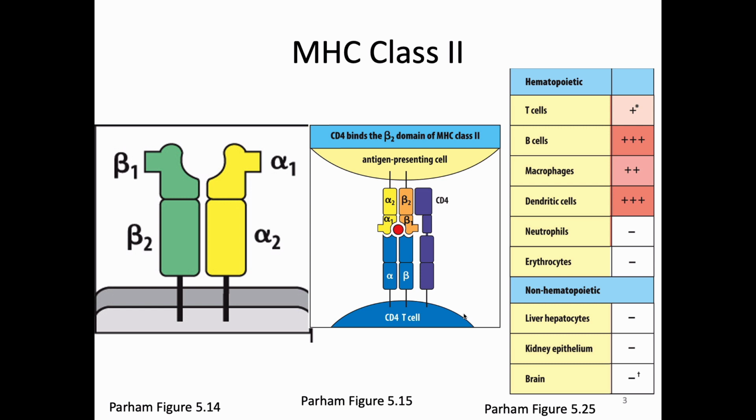MHC Class II presents peptides to the T cell receptor, specifically on CD4 T cells, because we have this protein CD4 that is also interacting with MHC Class II. And MHC Class II presentation is really done by 3 types of cells in your body, B cells, macrophages, and dendritic cells. This also says T cells. That actually depends on the species, so you can ignore that. It's really just B cells, macrophages, dendritic cells.